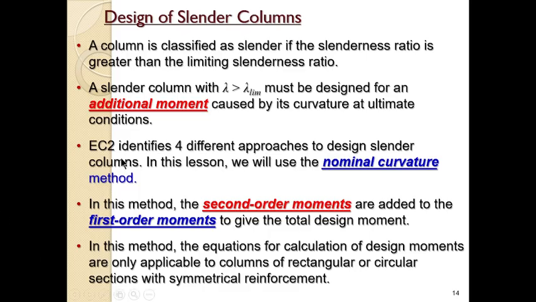Now, Eurocode 2 identifies 4 different approaches to design of slender column. In this lesson, we will use the nominal curvature method. In this method, the second order moment is added to the first order moment. The first order moment is the original moment that is caused on the column due to the applied load, while the second order moment is additional moment due to the curvature of the column itself. So in this method, the equations for calculation of design moment are only applicable for columns of rectangular or circular section with symmetrical reinforcement arrangement.